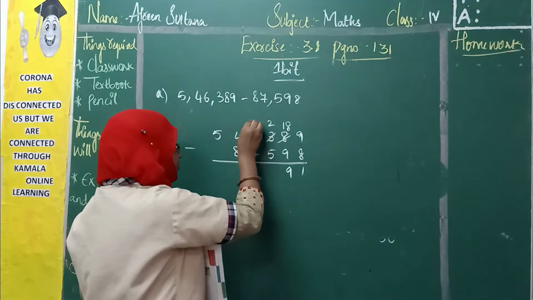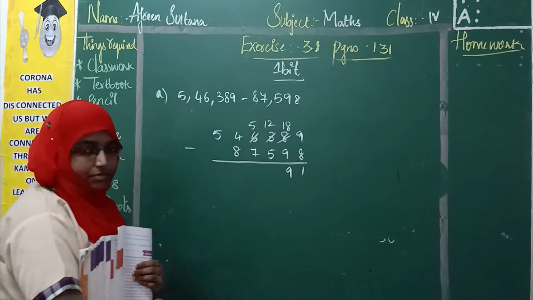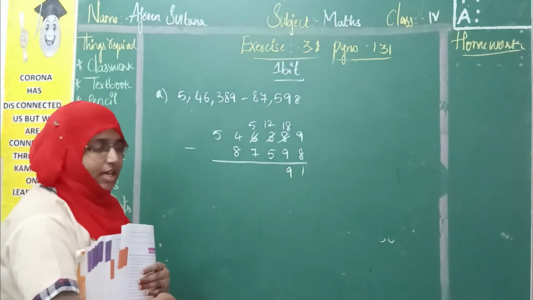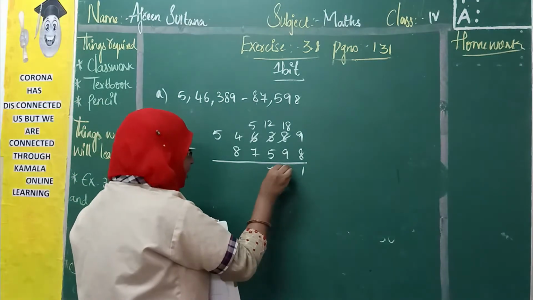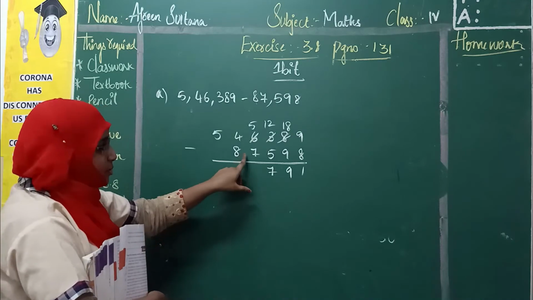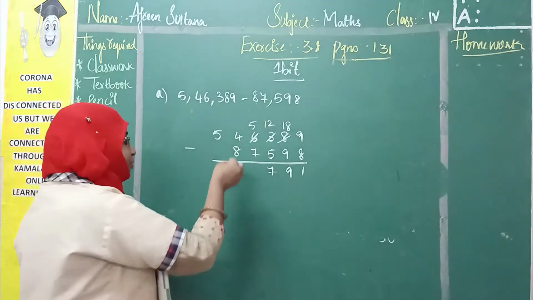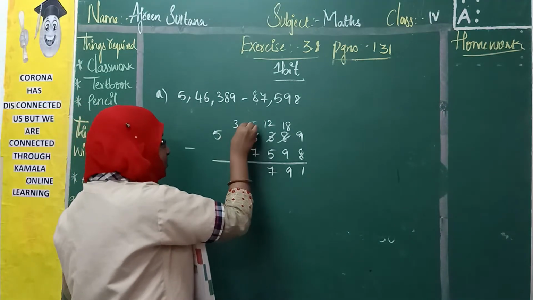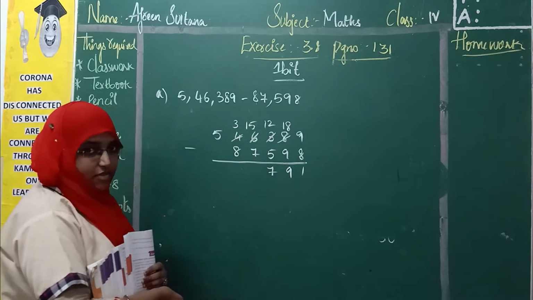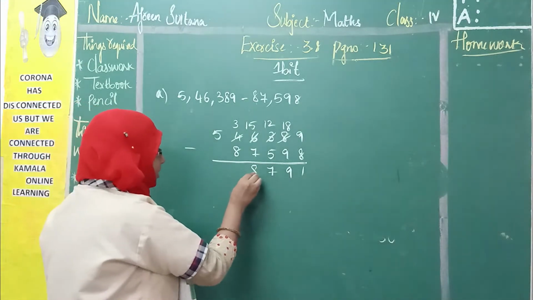I borrow, this becomes 5 and this is 12. So 12 minus 5 is 7. Again you cannot separate the 7 from 5, so you need to borrow. Now this becomes 3 and this is 15. So 15 minus 7 is 8.